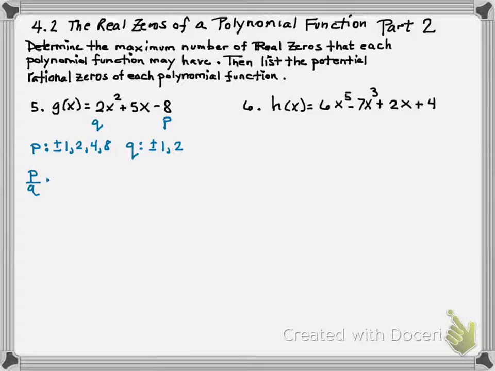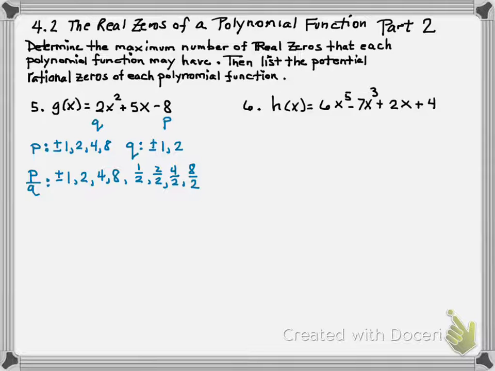Alright, that's going to be plus or minus 1 over 1, 2 over 1, 4 over 1, and 8 over 1, and then your 1 over 2, 2 over 2, 4 over 2, and 8 over 2.